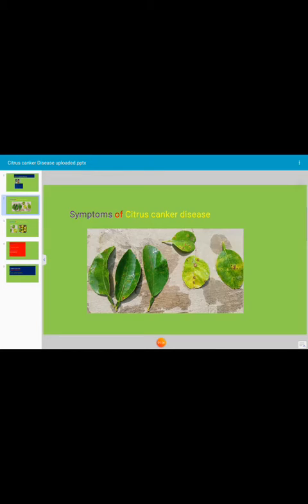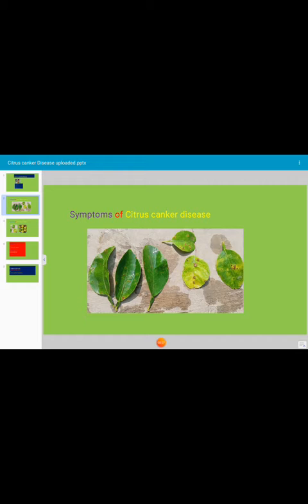Let us see the type of symptoms that occur on the plant. Symptom is the expression of the disease. After interaction of host and pathogen, a new type of expression is developed on the infected plant, and that is known as symptom. Symptom is a result of interaction of pathogen and host. Let us see the symptoms of citrus canker disease.